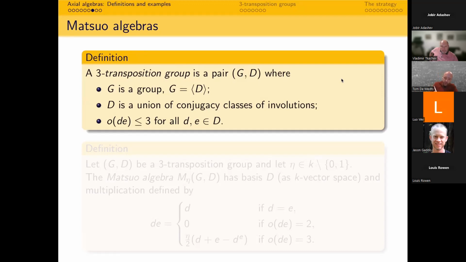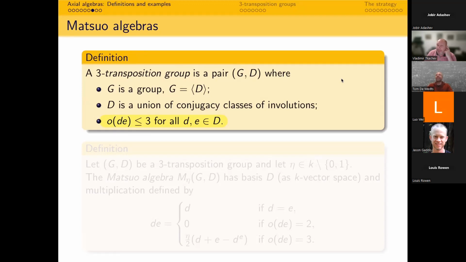And here comes the important requirement to make it into a three transposition group. The order of the product of any pair of elements d, e in D is always equal to 1, 2, or 3. Of course, it's only equal to 1 if d is equal to e. It's equal to 2 if d and e commute. And if the two elements do not commute, then you get a very small symmetric group of order 6, so the order of the product is equal to 3. I will come to examples also later in the three transposition section.